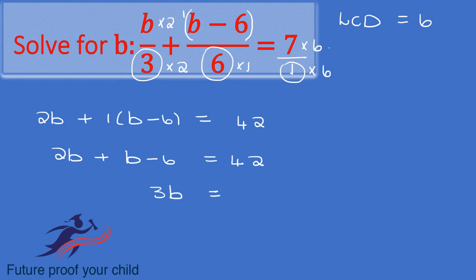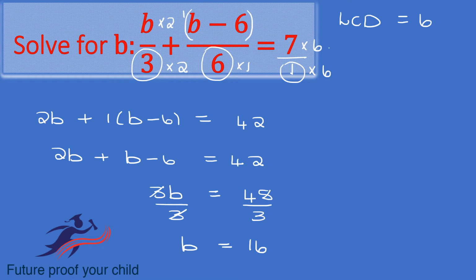I want to get rid of the negative 6, so I add 6 on both sides, so I get 48. To get b alone, I divide both sides by 3. So therefore, the 3's cancel. I have b equals, and 48 divided by 3 is 16.